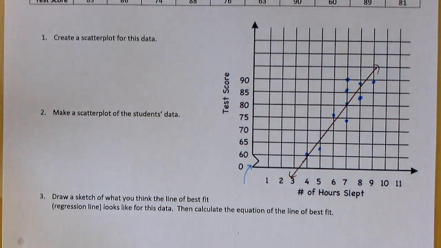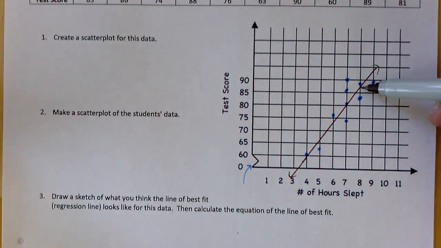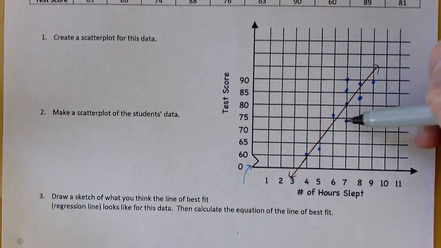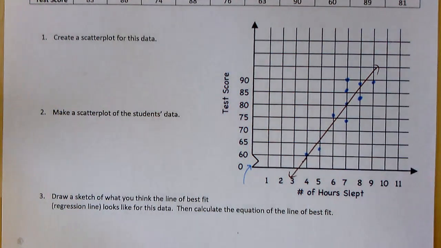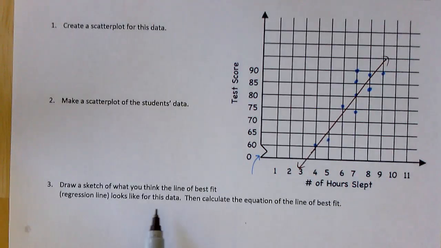It's just, we're eyeballing here, okay? We're not doing it the official mathematical calculation way. We're just eyeballing. So here's my line of best fit, and you're noticing that we want to make the distance from each point to the line as small as possible. Okay, so there's my sketch of what my line of best fit looks like.